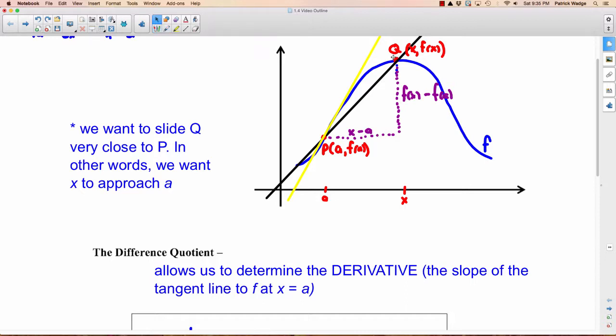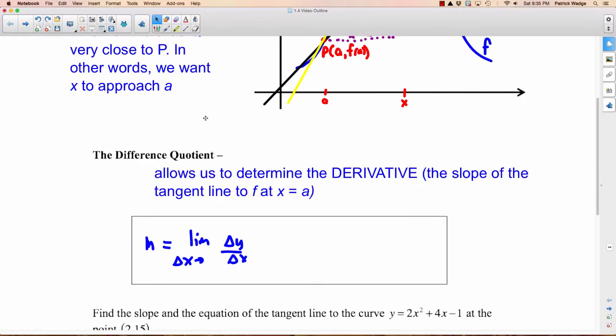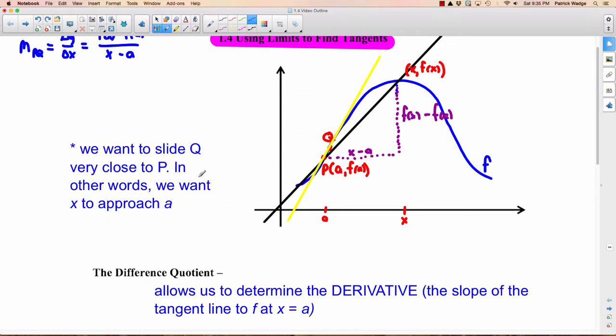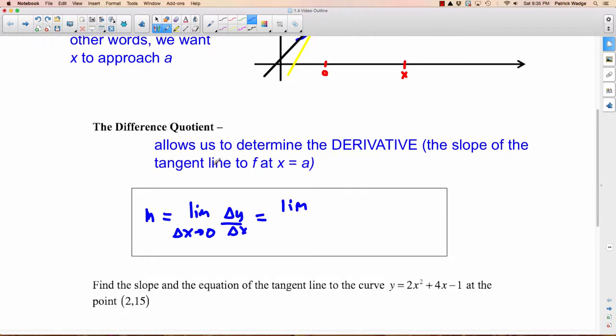When I move that Q down to here, for example, the change in x is only this much. If I move it even closer, it's only this much. If I move it even closer, well, now I'm going to start messing stuff up. If I move it even closer, the change of x is very, very little whatsoever. So we want our change of x to approach 0. Alright, so what's that equal to? It's the limit of, what did we say change in y over change of x was equal to? This right here, f of x minus f of a all divided by x minus a.